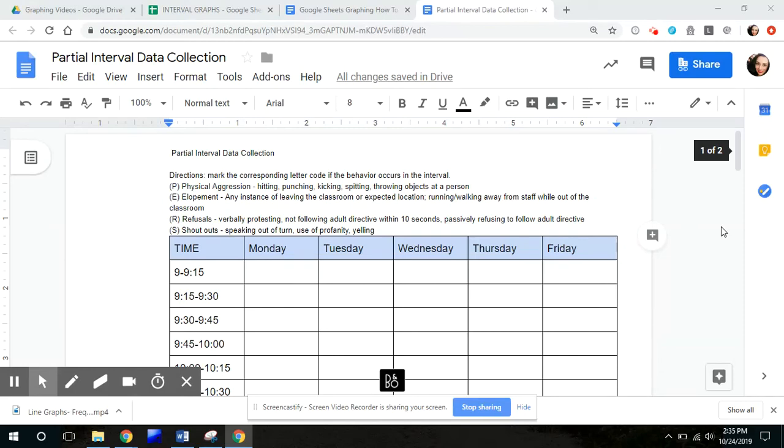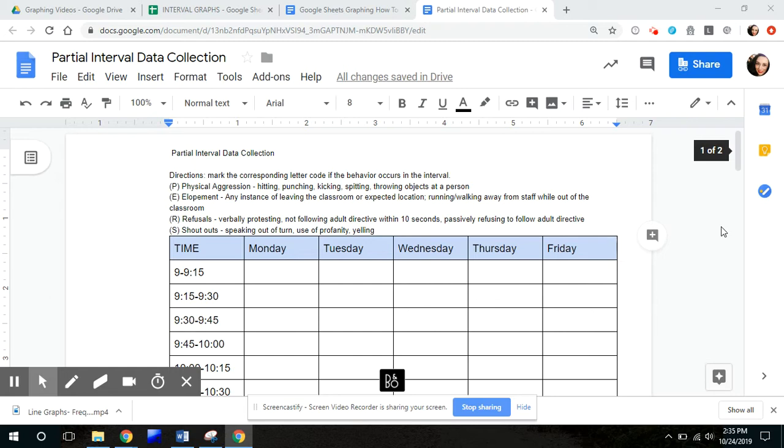This is a tutorial on creating graphs for interval data in Google Sheets. So you may be taking partial or whole interval data. I just wanted to start off by looking at a data sheet of partial interval data collection. This is the type of data collection where you're marking a letter code per interval. Partial interval just means that the behavior occurred at some point during the interval.